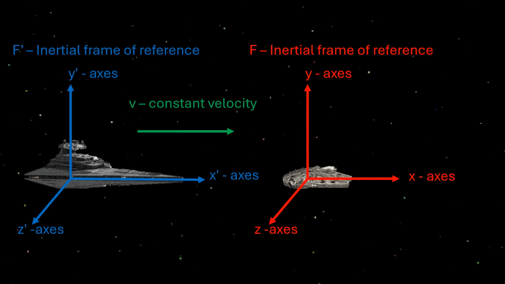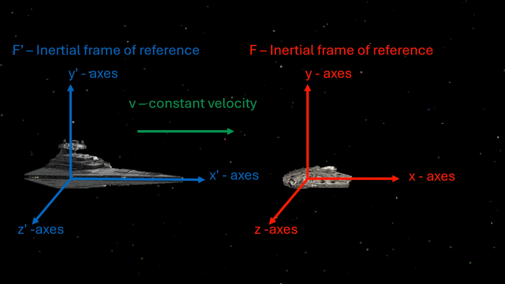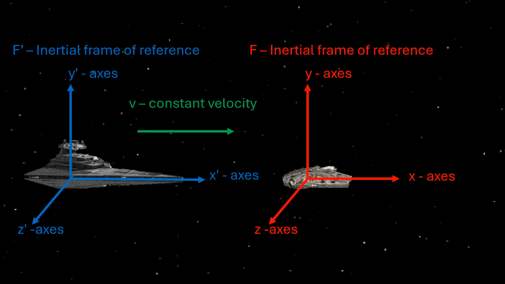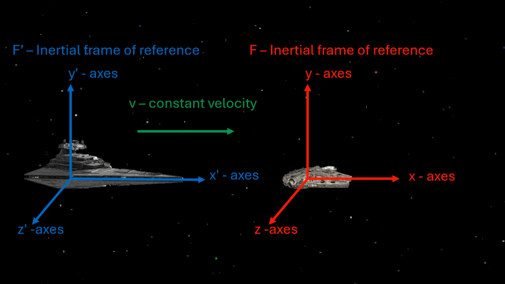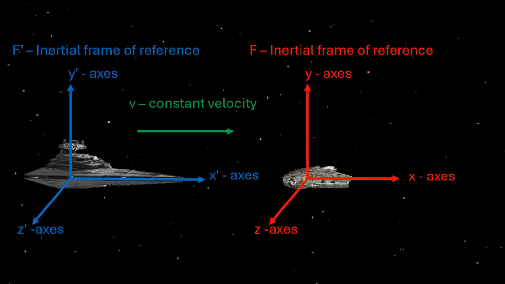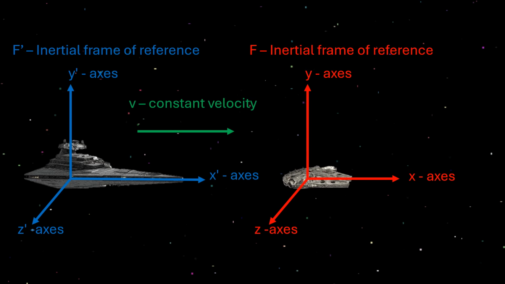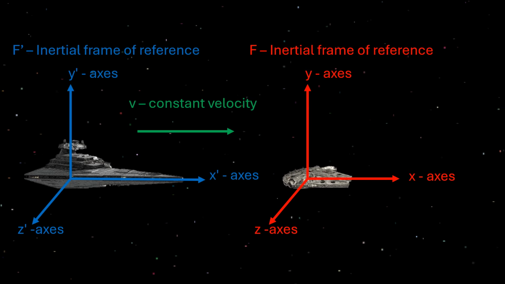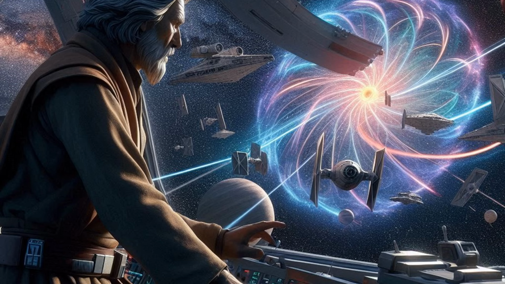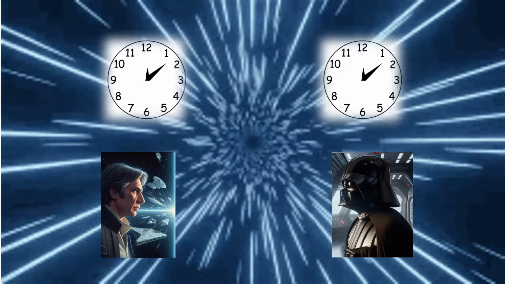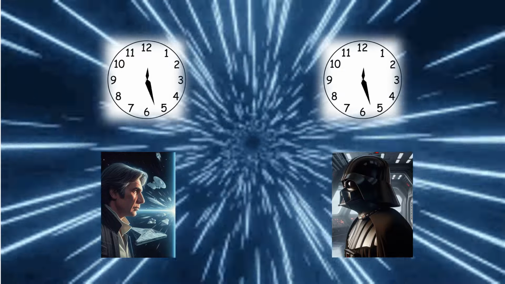Imagine we have two frames of reference in a standard setup: the unprimed frame, F, which we'll associate with the Millennium Falcon, and the primed frame, F', which represents a Star Destroyer moving at velocity v relative to the Falcon along the x-axis. In the context of pre-relativity physics within the Star Wars galaxy, time flows uniformly for all observers, regardless of their relative motion through space.